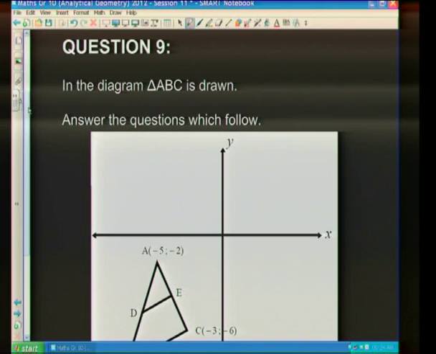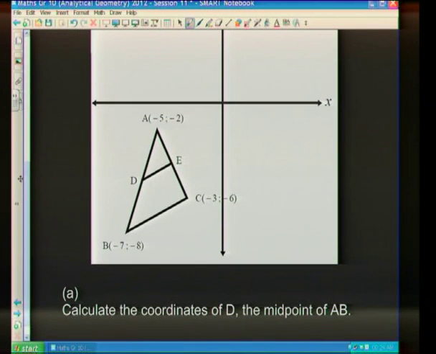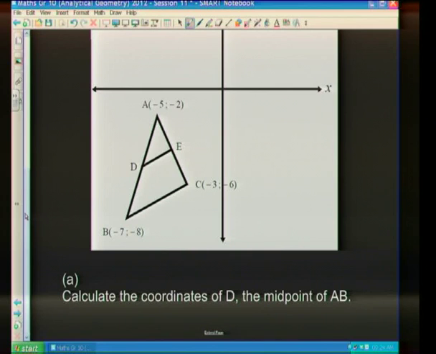Right, guys, final question, question 9. It says, in the diagram, triangle ABC is drawn. Answer the question which follows. So they give us triangle ABC and they give us the coordinates at the vertices, so that's all very nice. And the first question asks us to calculate the coordinates of D, which is the midpoint of AB. That's fine.